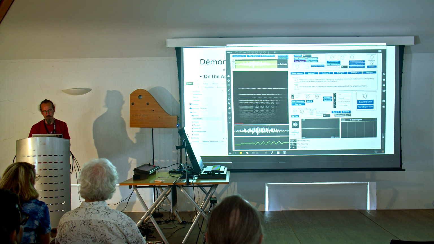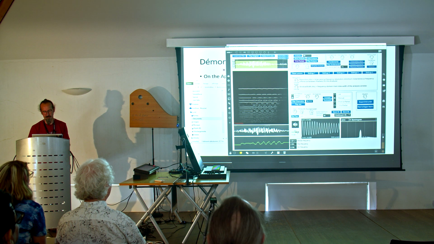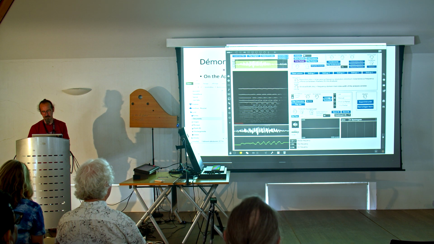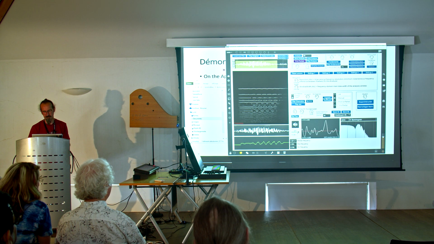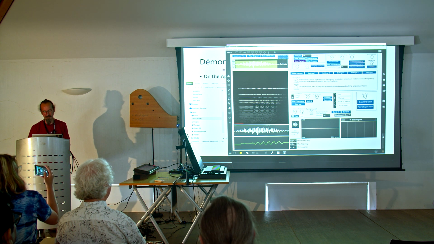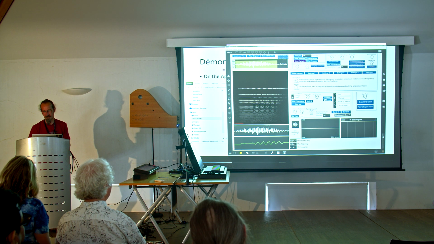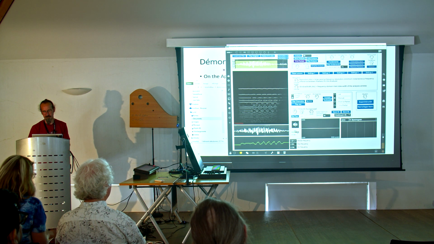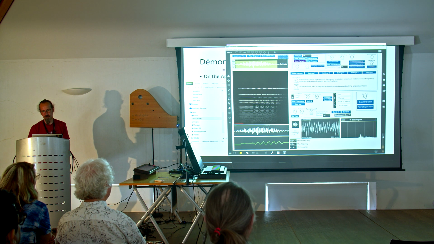And of course, you can manipulate it by pitching up or down, whatever you want. And so if I pitch it a little bit up, or even higher. So this is without formant, and this is with the formant correction.